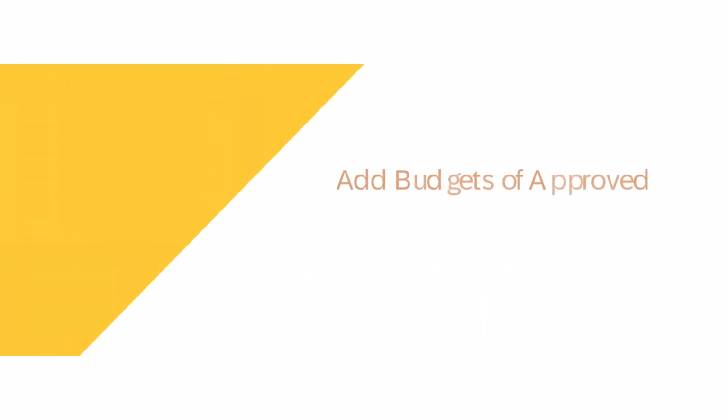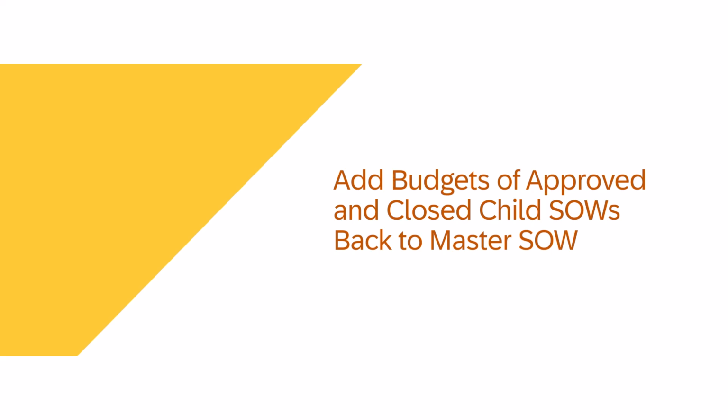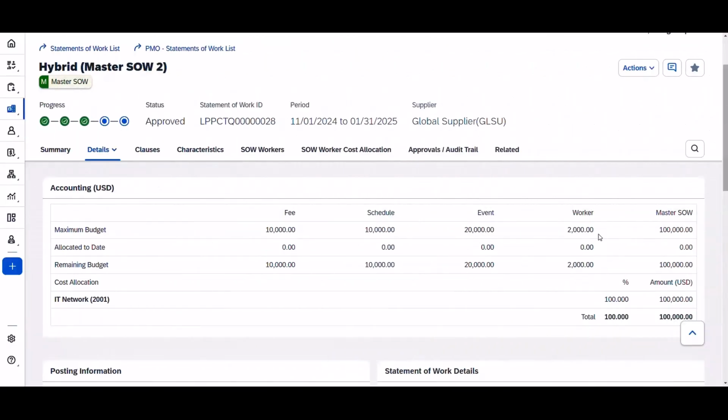Our first item is add budgets of approved and closed child SOWs back to master SOW. Let's look at an example of a master SOW in the application. We can see that a maximum budget has been set for the characteristics and for the master SOW.